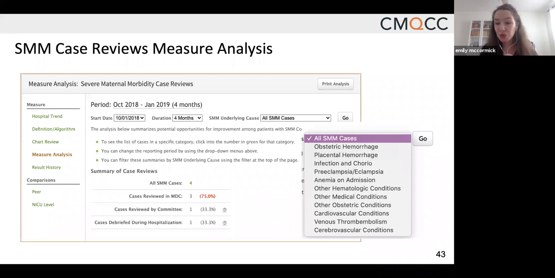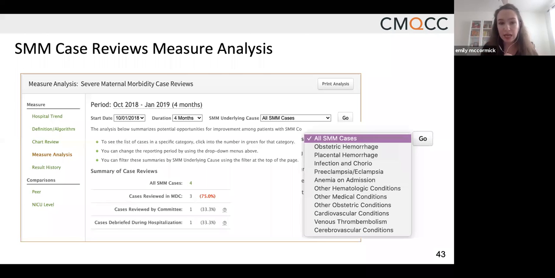This may be a useful tool for those of you that are looking to address the debriefing portion of the Joint Commission Perinatal Standards. So just know that this is a way for you to help track those debriefs in the maternal data center for those cases that met SMM criteria.